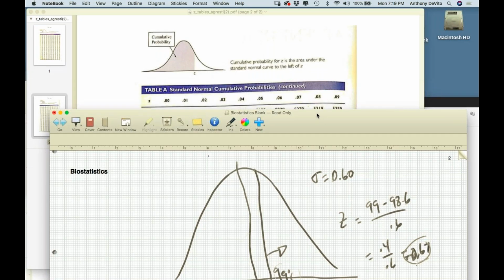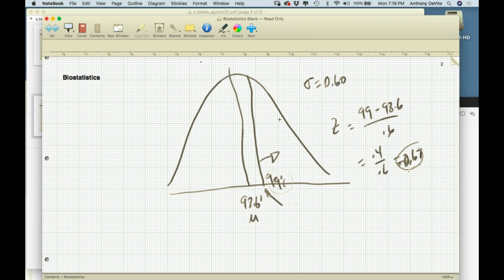And now I know from that chart that 0.7486, that portion of the temperatures for the males in this population, are below 99 degrees. The question asks us, what's the probability of randomly selecting someone that has a temperature above 99 degrees? Well, all I'm going to do is take 1.0000 and subtract the area I don't want, the area below 99, from that.